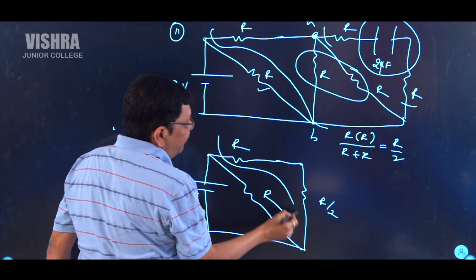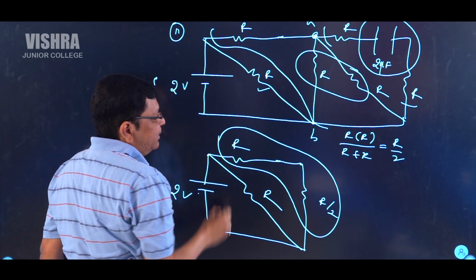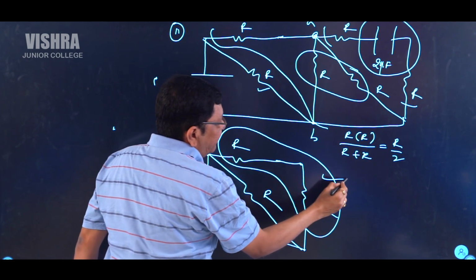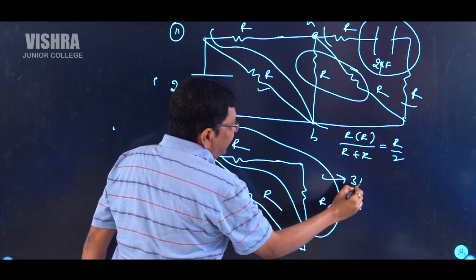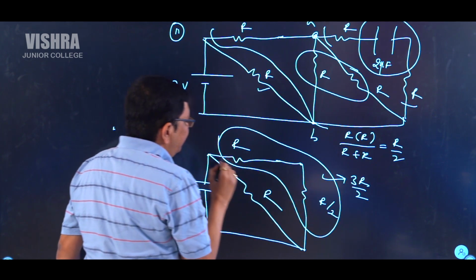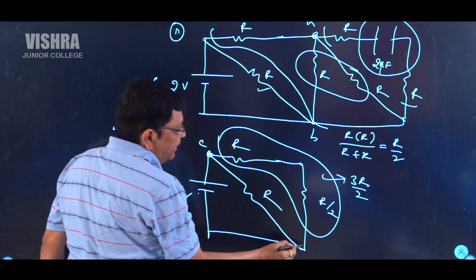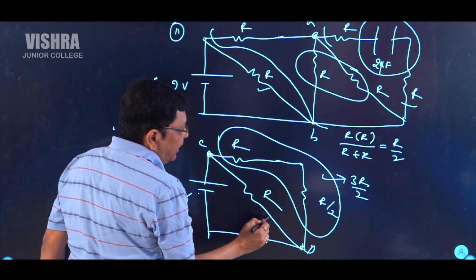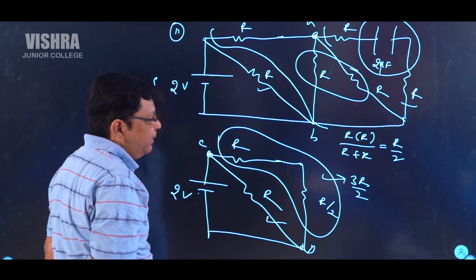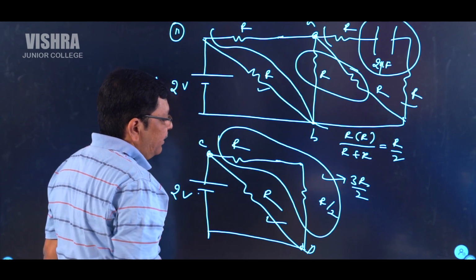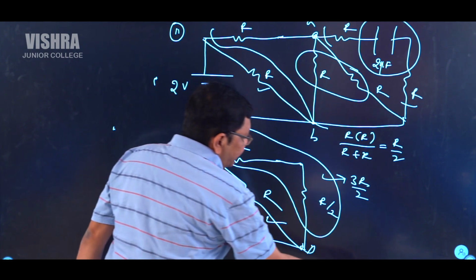So R and R by 2 are connected in series combination. So equivalent resistance is R plus R by 2, which is 3R by 2. 3R by 2 is connected between C and D. Same, this R is also connected between C and D. So 3R by 2 and R are in parallel combination.